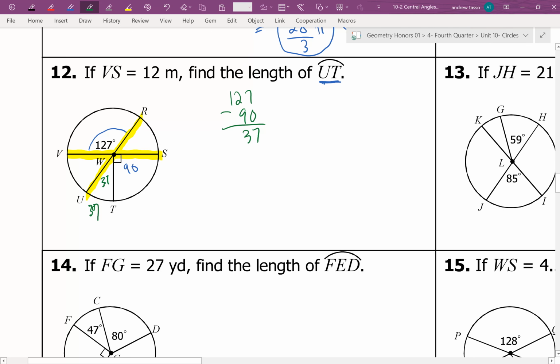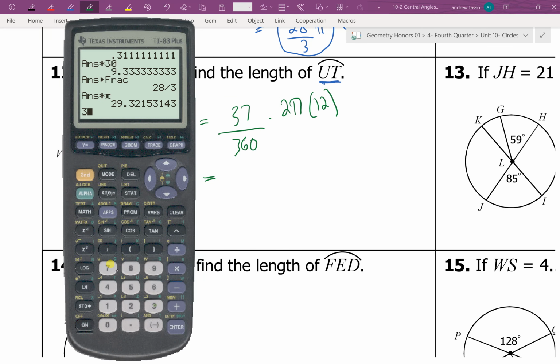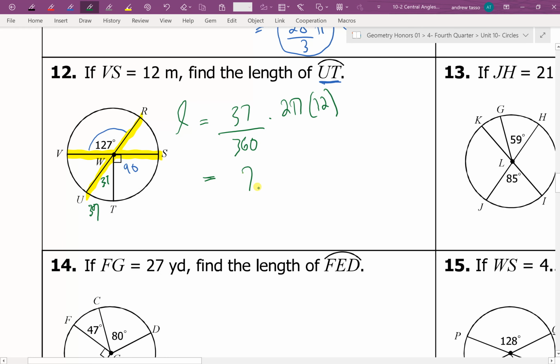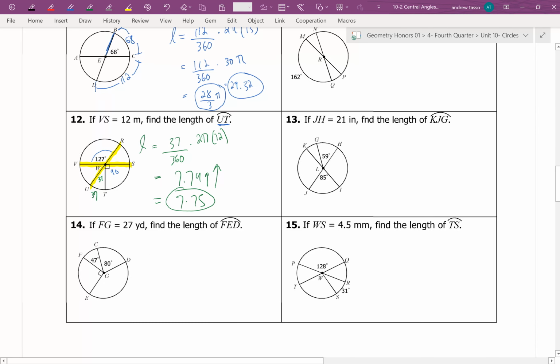So now this also would be 37 degrees, but they're not asking for the degrees of the arc, they're asking for the length. So we do 37 over 360 times the circumference, 2 pi r. That's the arc length formula. We can put this whole thing in the calculator: 37 divided by 360, times 2 pi times 12. You get 7.749, and the 9 means to round up, so 7.75 would be a good nearest hundredth. All right, now you guys can try some on your own.